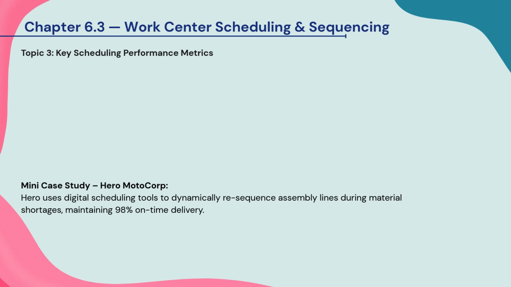This slide covers the key performance metrics used to evaluate scheduling effectiveness. MaxSpan shows the total time needed to finish all jobs. Flow time tells us how long each job stays in the system. Lateness or tardiness measures how far a job is from its due date, and throughput reflects how many jobs get completed per unit time. The Hero Motocorp case highlights how digital scheduling helps them resequence assembly lines even during material shortages, maintaining an impressive 98% on-time delivery.